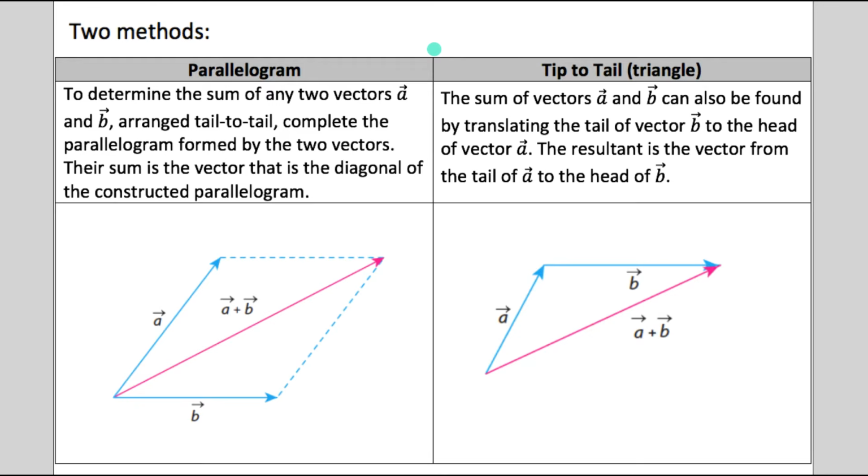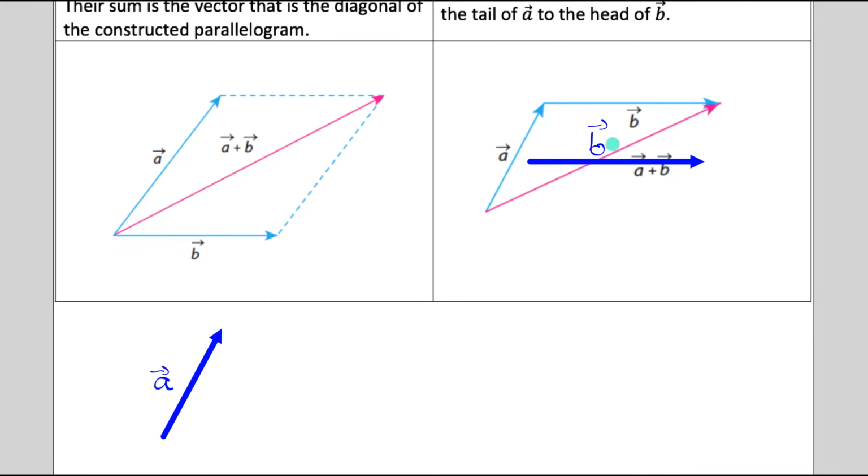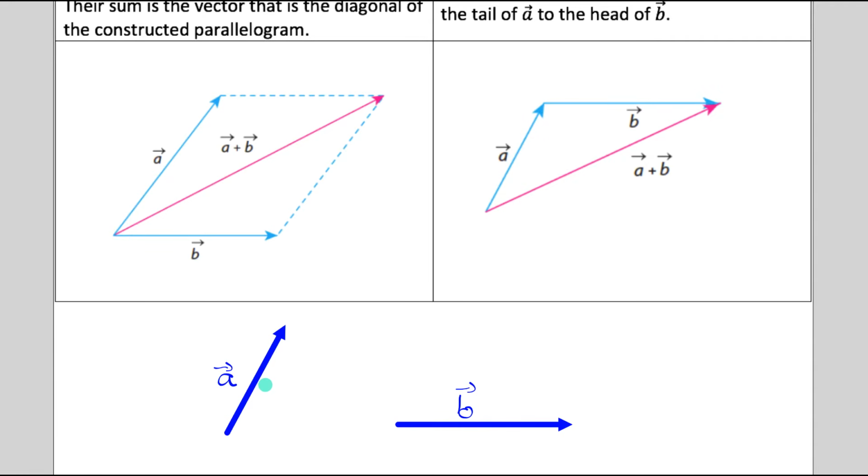So let me show you the process you would go through to create this diagram. I've redrawn vector A and B below. Notice vector A, same magnitude and direction, I've just translated it down here. And vector B, same magnitude and direction as vector B, I've just translated it down here. You're allowed to move vectors wherever you want as long as you keep their magnitude and direction the same.